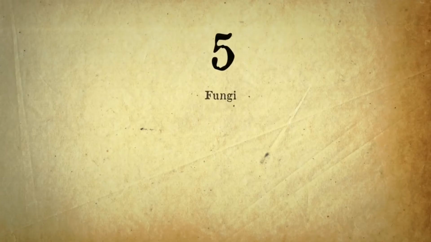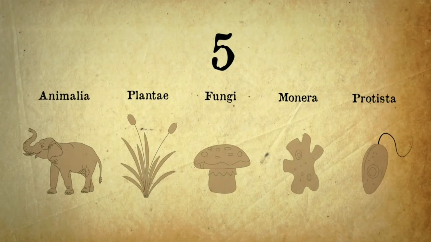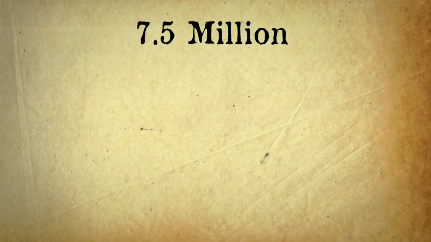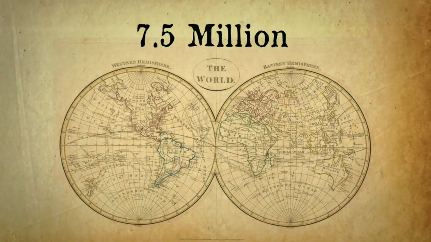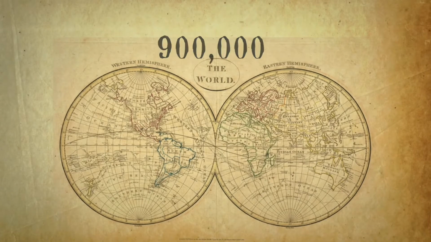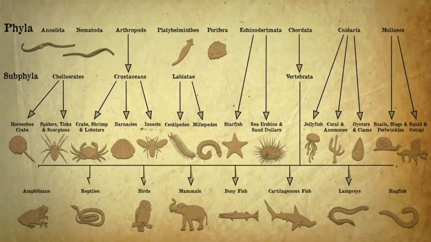All living things are grouped into 5 kingdoms. And in this video, we're going to look at the animal kingdom in more detail. Thought to be over 7.5 million species of animal on planet Earth, of which 900,000 have been described. These are arranged into over 30 phyla, of which these are the 9 most common.